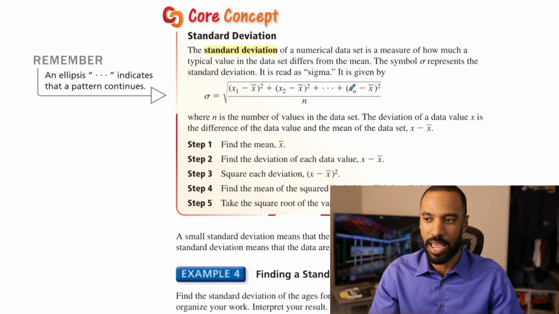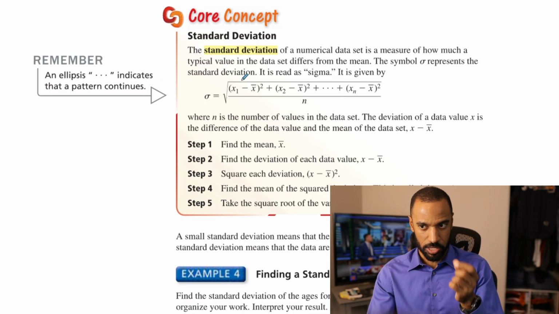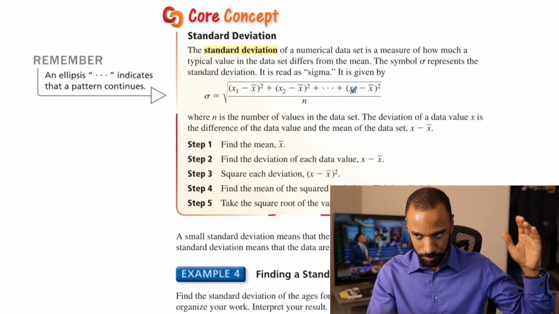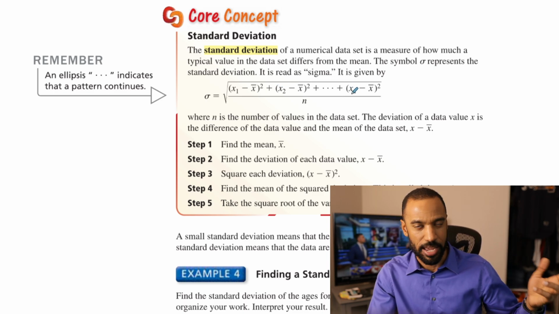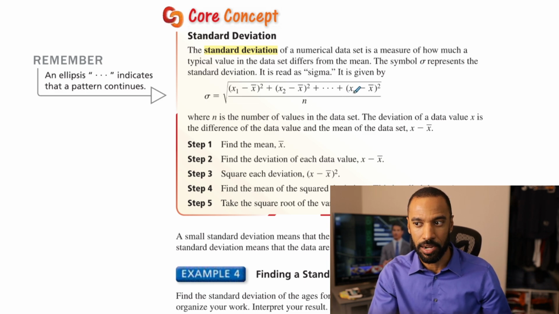This x sub 1 and x sub 2, all of these are your data values. So x sub 1 could be the smallest one, whatever. It's just one of them. X sub 2 is another one. X sub n depends on how many data values there are. There are n values in your data set. So this could be x sub 8 if there are 8 of them, etc.